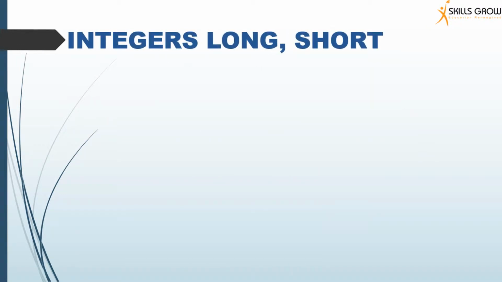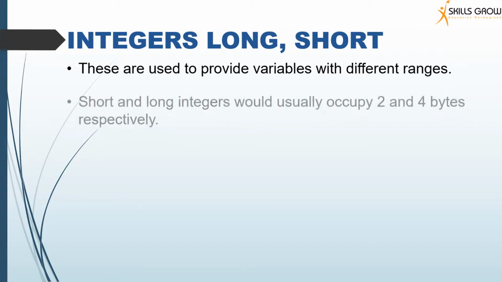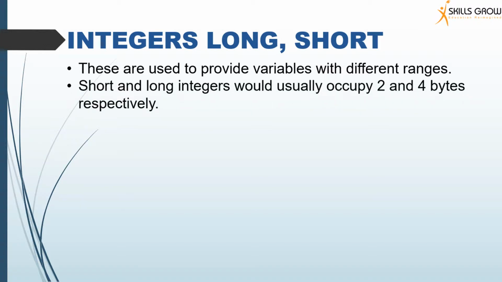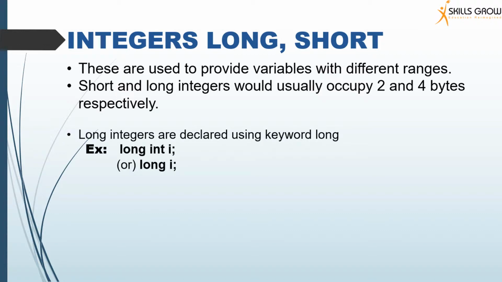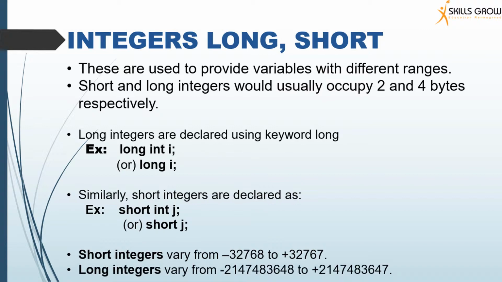Integers long or short. These variations are provided to give integers different ranges wherever possible or required. Short integer occupies 2 bytes whereas long integer occupies 4 bytes in memory. Long integers are declared using the keyword long. Here is an example for declaring long integers. Similarly, short integers are declared using keyword short. Short integers vary from -32,768 to +32,767, whereas long integers vary from -2 billion to +2 billion.